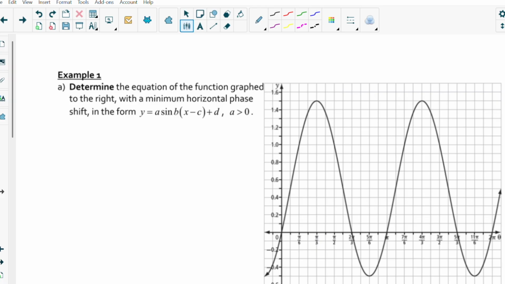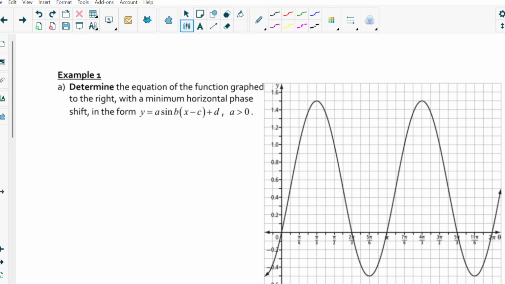Sample 1. Determine the equation of the function graphed to the right with a minimum horizontal phase shift, in the form y equals A sine of B x minus C, plus D, where A is greater than 0. So no reflection in the x-axis, right? We're going to look at A greater than 0.